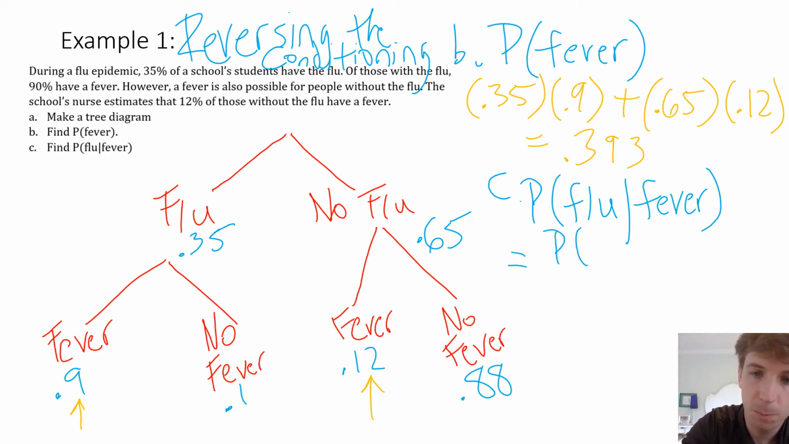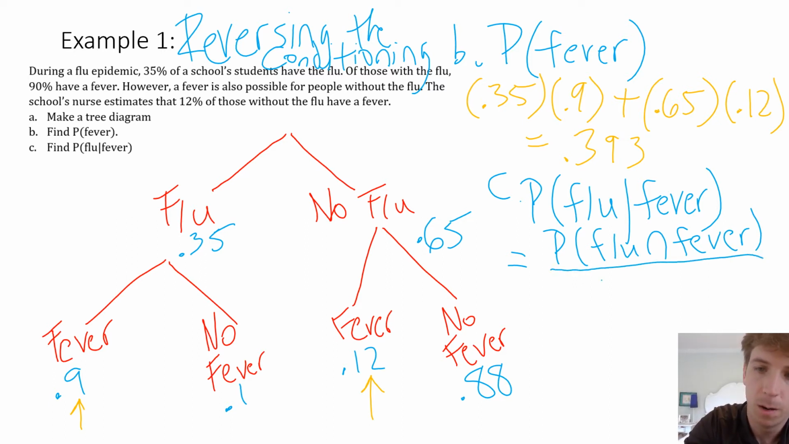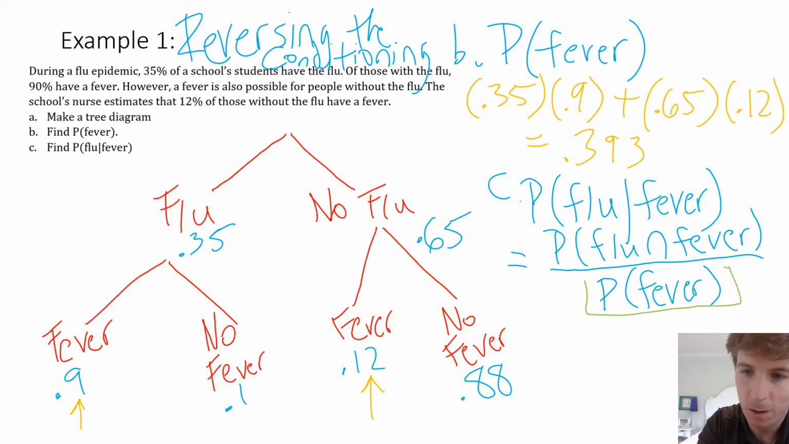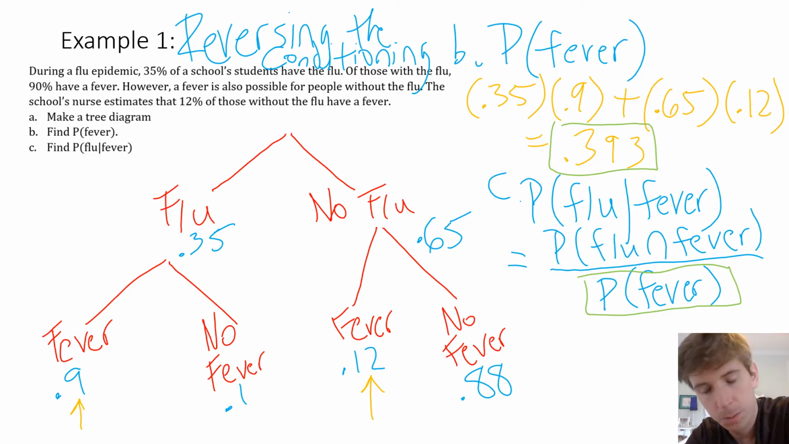I'm just going to fill in the parts from the conditional probability formula. The numerator is going to be the probability of flu and fever, and the denominator will be the probability of fever. Right away I see that for the denominator, the probability of fever, we calculated that in part B up here, so that's going to be pretty useful to us. Now we just have to figure out the numerator, the probability of flu and fever. Given our tree diagram, that's going to be pretty easy to find.